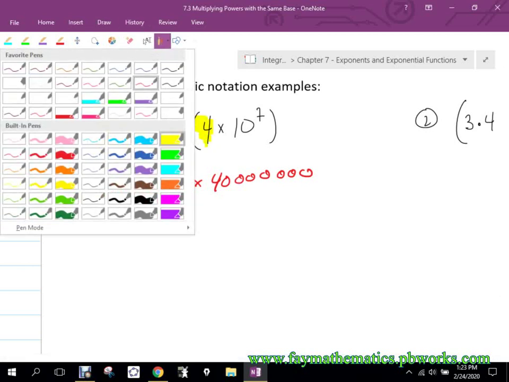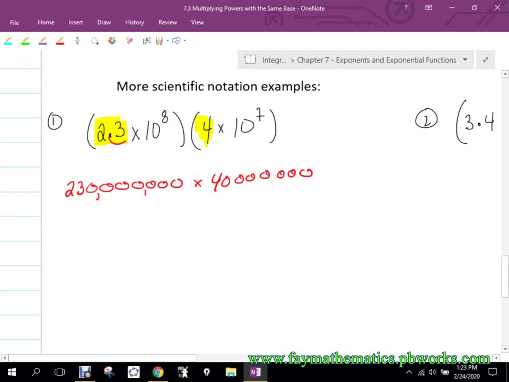Okay? Now, some people don't like this because 2.3 times 4. I'm going to do 23 times 4. What's 3 times 4 real quick? 12, so carry my 1, right? So I'm going to put a 2 down, or carry my 1. What's 4 times 2? 8 plus 1 is 9. Okay? Now that was 23 times 4.